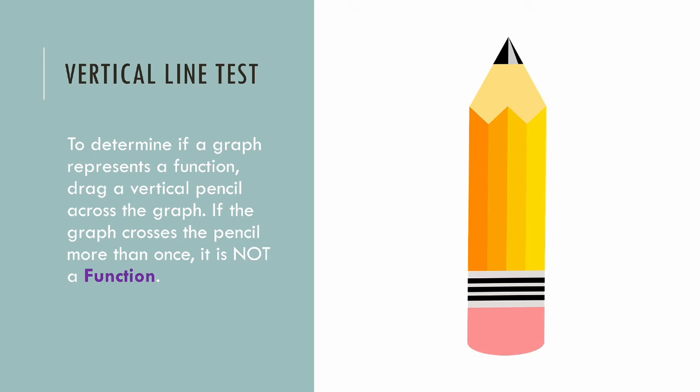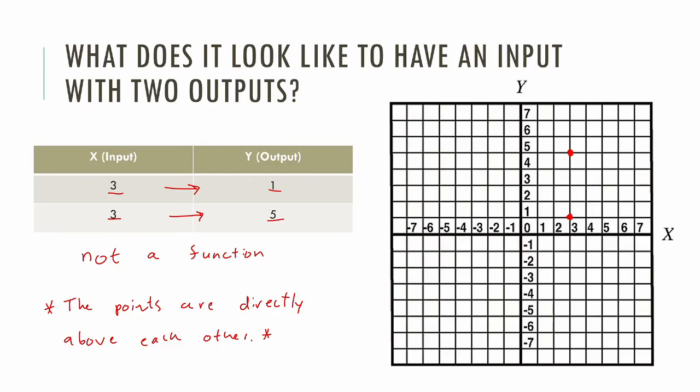Now, more than likely, you have probably heard of the vertical line test before, but this example really helps us to see why it works. If I were to take a pencil and drag it across at this spot, my pencil will go through 2 points, making it not a function.